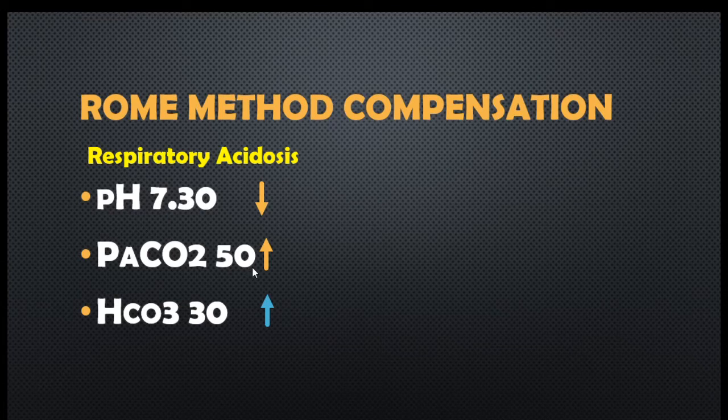But may I ask, is it partial or complete? We can assess if the compensation is complete or partial by looking at the pH. So here in our example, the pH is 7.30. It means the compensation is not enough to bring the pH level back into the normal values. So we can assess that this is a partial compensation. Okay, so let's have another example.